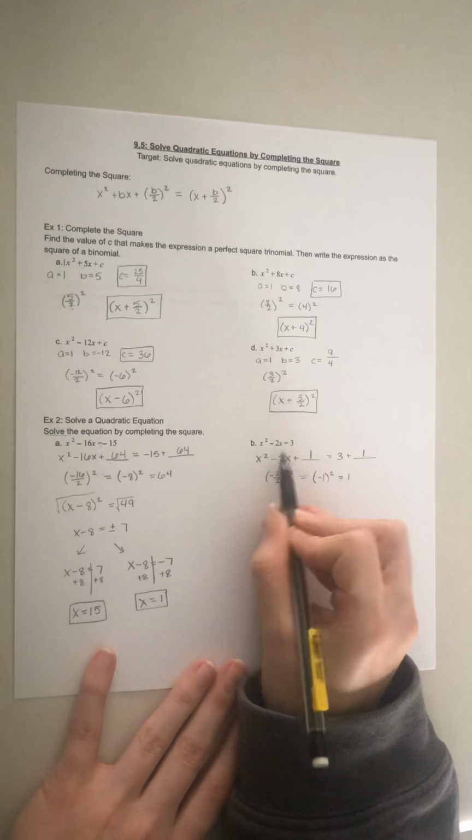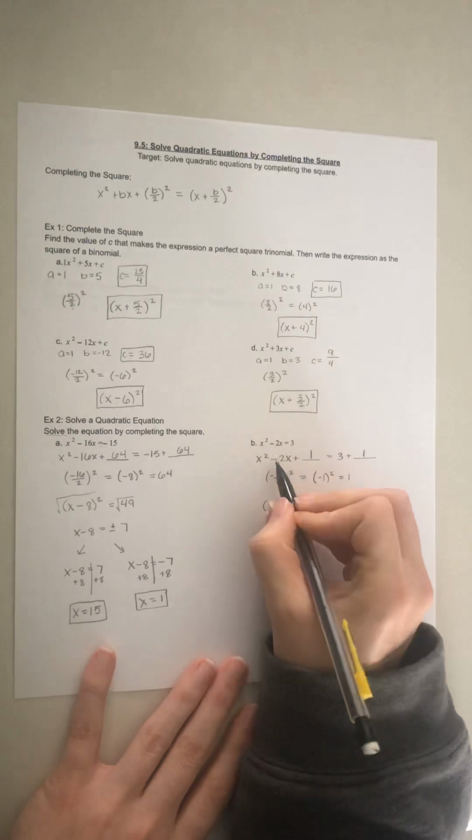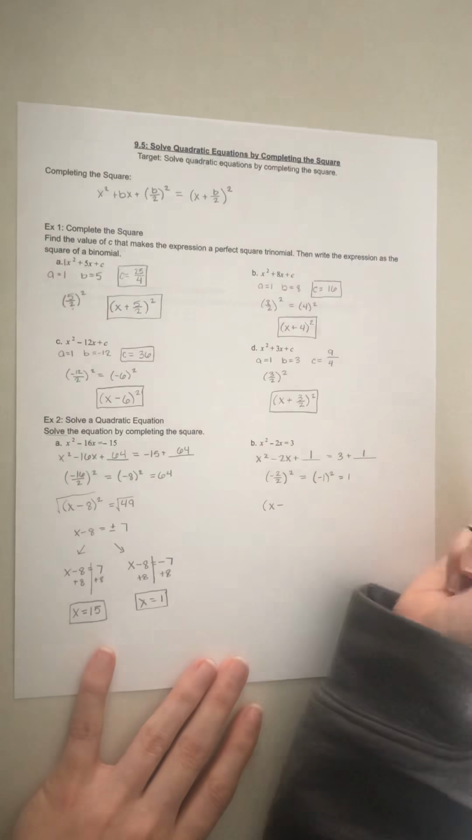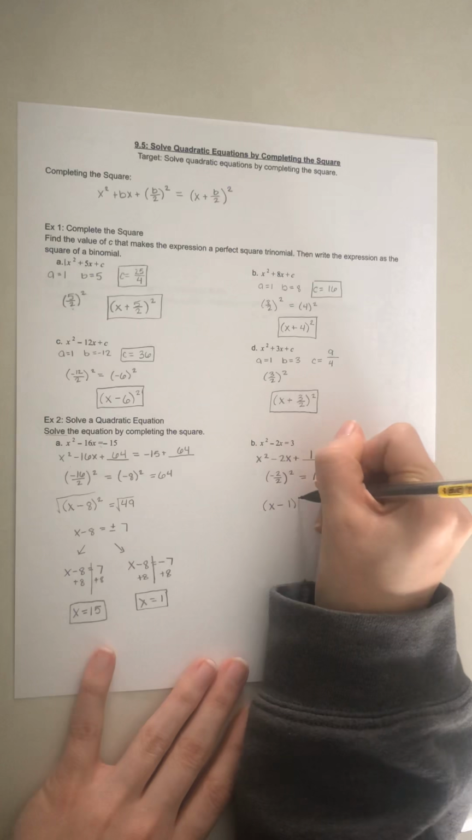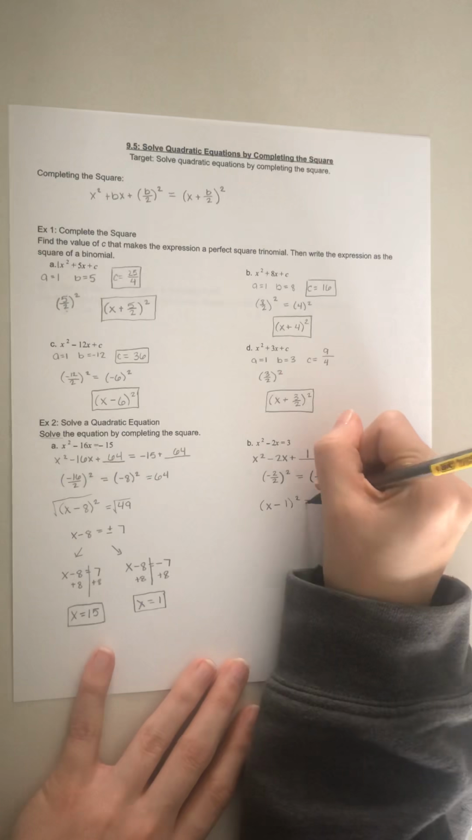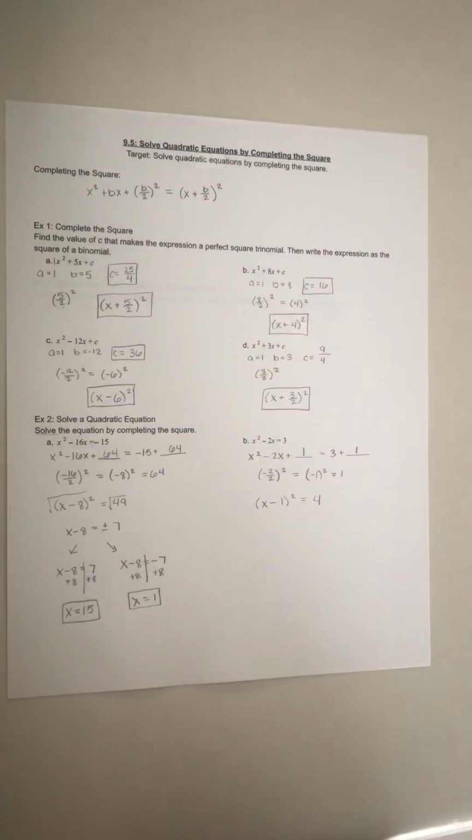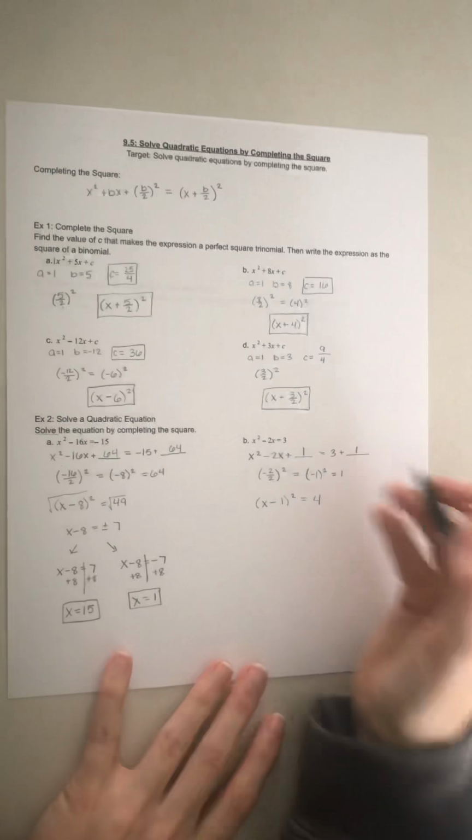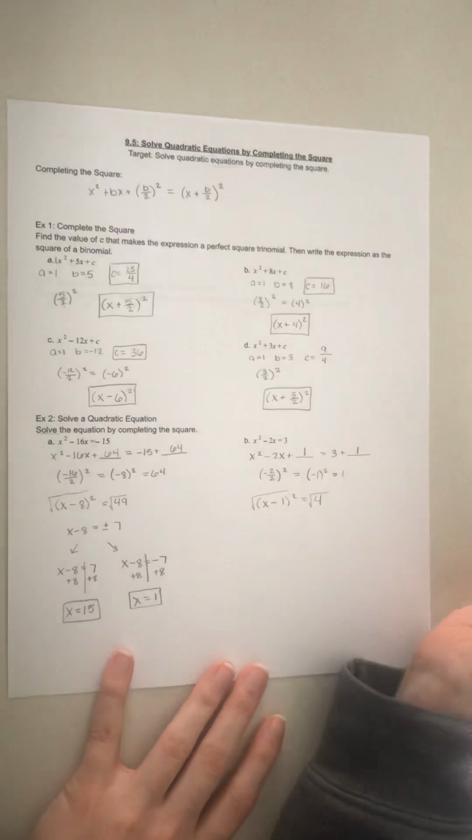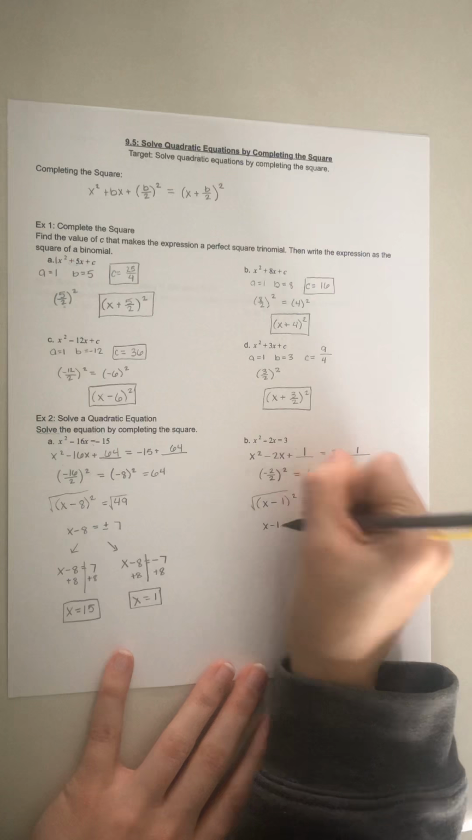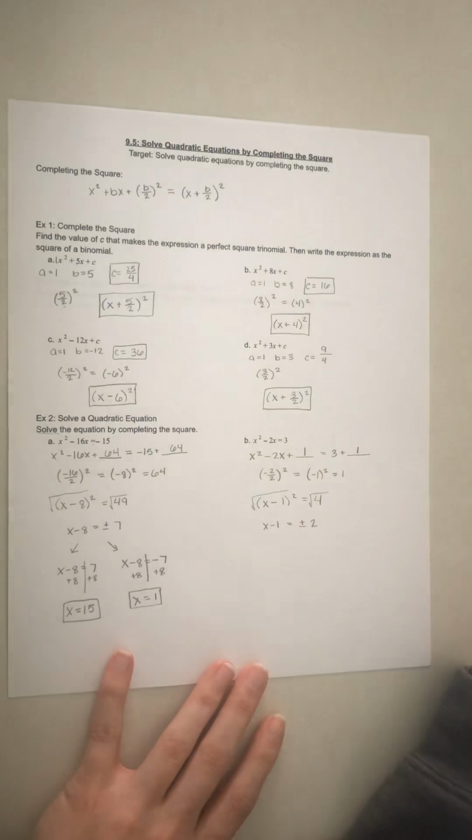So I'm going to factor this. I'm going to have x, since it is a minus, I have a minus. It's going to be whatever is in that parentheses, so that 1's there. Then I square it. It's going to equal 3 plus 1, which is 4. Once again, to get rid of the square, I take the square root. So I'd have x minus 1 equals plus or minus 2.